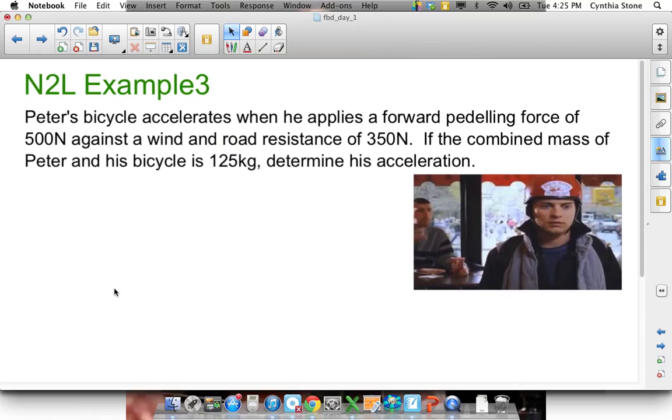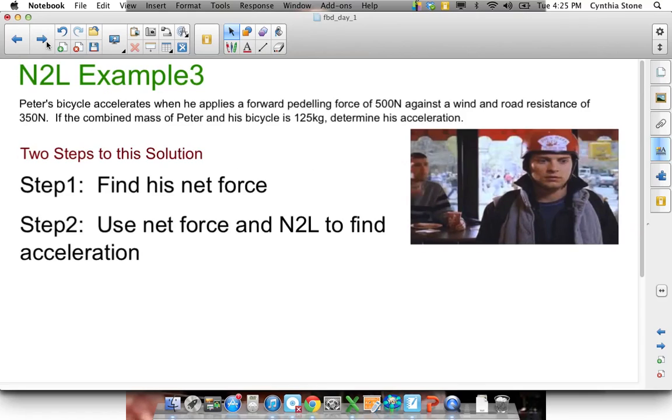Peter. Okay, this is a more complicated one. Last example. He accelerates when he applies a forward pedaling force of 500 newtons against a wind and road resistance of 350 newtons. If the combined mass of Peter and his bike is 125 kilograms, find his acceleration. So this one is a much more complicated question. It does involve 2 steps. And please write it down, and then here comes the solution. Pause, please, while you write down the question. And here's the solution. 2 steps.